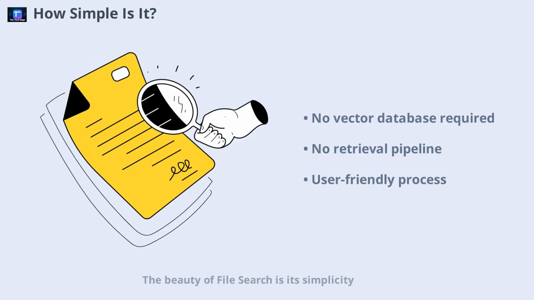The beauty of file search is its simplicity. There's no need for a separate vector database, no retrieval pipeline, and nothing complicated to manage. You just upload your files and get answers. This streamlined approach means you can focus on your questions and your data, not on the technical details behind the scenes. It's a major step forward in making AI tools user-friendly and accessible to a wider audience.